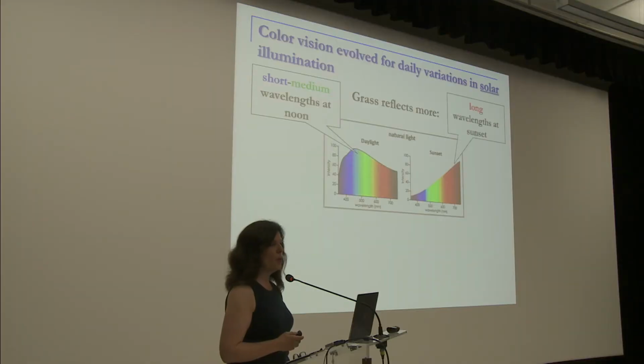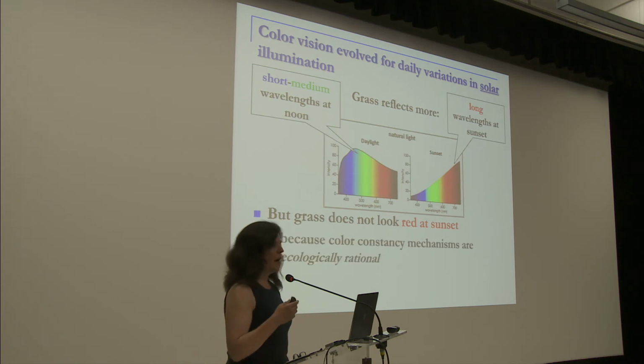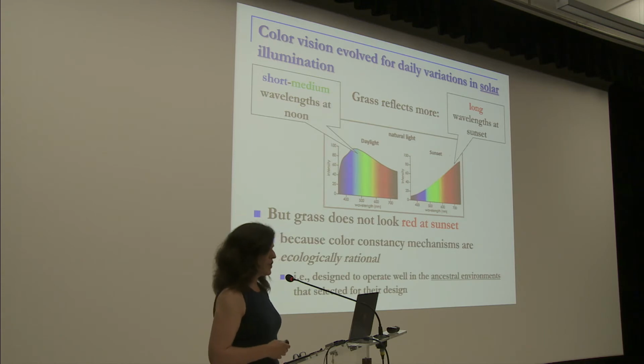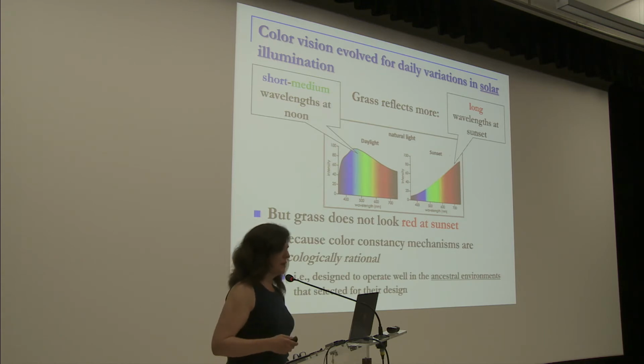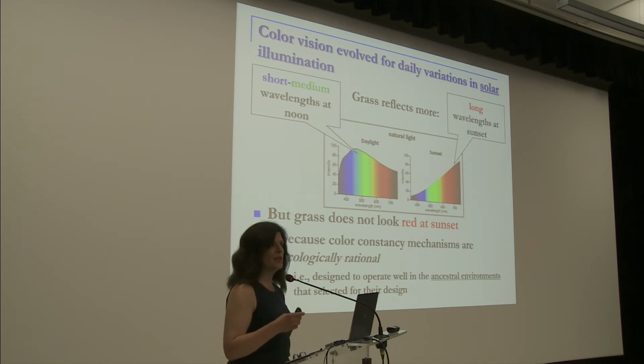And grass reflects more short and medium wavelengths at noon and more long wavelengths at sunset. But the grass doesn't look red at sunset because our visual system subtracts out the fact that the whole world is bathed in red. Our color constancy mechanisms are ecologically rational. They're designed to operate well in the ancestral environments as selected for their design. That's their proper domain, to use Dan Sperber's term.